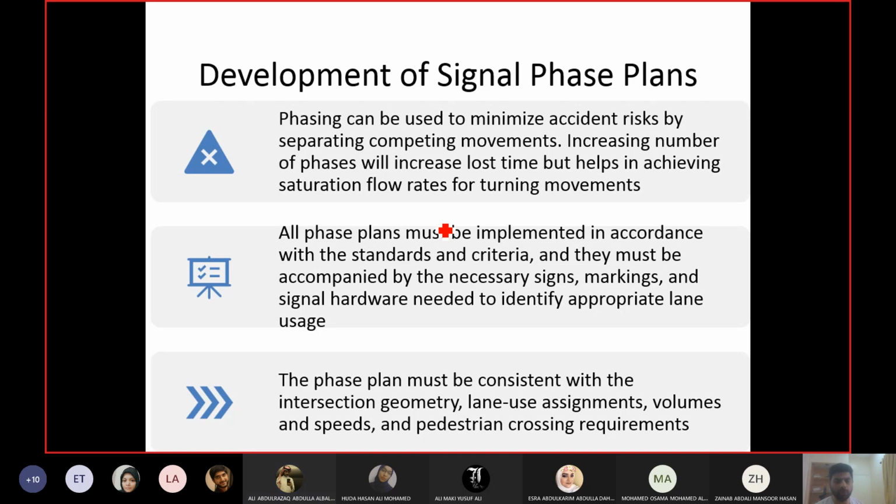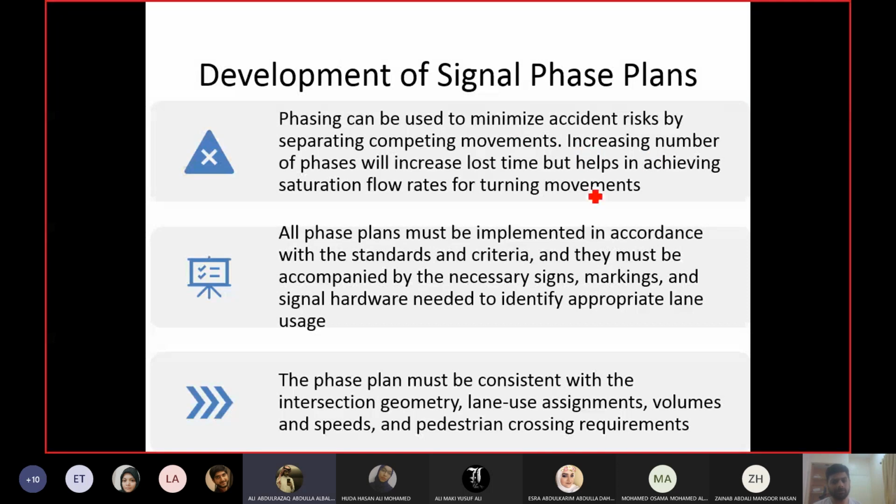But there are some guidelines. You have to follow the guidelines. First of all, phasing should minimize accident risk by separating conflicting movements. This is what I said in the previous slide as well. Usually in one phase you should not have any conflicting movements. As I said, there is an exception if the movement has very low volume, maybe one or two vehicles in an hour, so that's not important. You can allow it in the same phase as well. But this is usually not a common practice and not a good practice either. Why? I will explain later on.